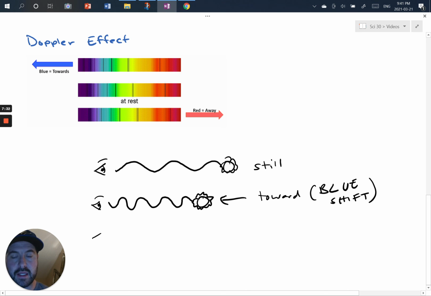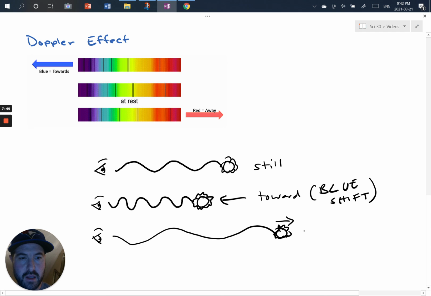Oh man, that's messy. And then I'll just finish my diagram here. You guys are kind of getting the picture. So I have that object, and it's moving away. It's going to stretch that out, and so this is moving away. Now, longer wavelength, lower frequency, it's going to be shifting towards the red side of the spectrum. So this would be red shift.